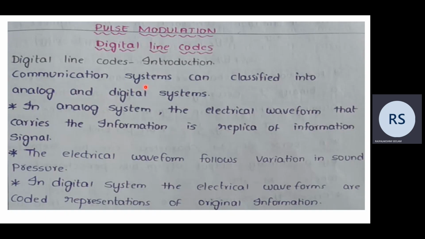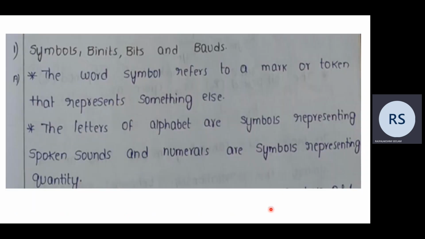In the case of an analog system, the electrical waveform which carries the information is a replica of the information signal, which is the exact same copy of the original signal. So the electrical waveform follows variation in sound pressure. In the case of digital systems, the electrical waveforms are coded representations of original information.